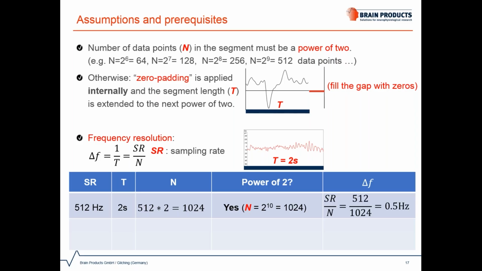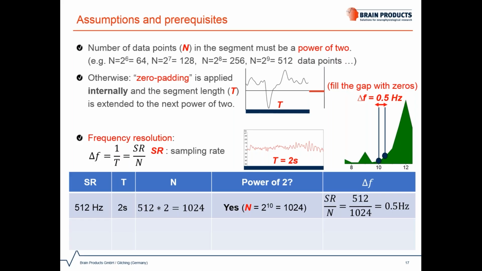So the frequency resolution will be the sampling rate, which is 512, divided by the number of data points, which is 1024. And it results in a maximum frequency resolution of 0.5 Hz. What does this mean? This means if we have a Fourier coefficient at the frequency of 10 Hz, the next Fourier coefficient will be at 10.5 Hz, with a step size or an increment of 0.5 Hz resolution. The graphical display here shows solid colors, but we need to remember that the spectrum consists of discrete values.